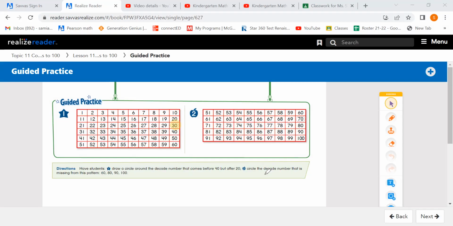For number 2, circle the decade number that is missing from the following pattern: 60, 80, 90, 100. So we're looking over here in this column: 60, 80, 90, 100. Which decade number is missing? 70. So circle the number 70.